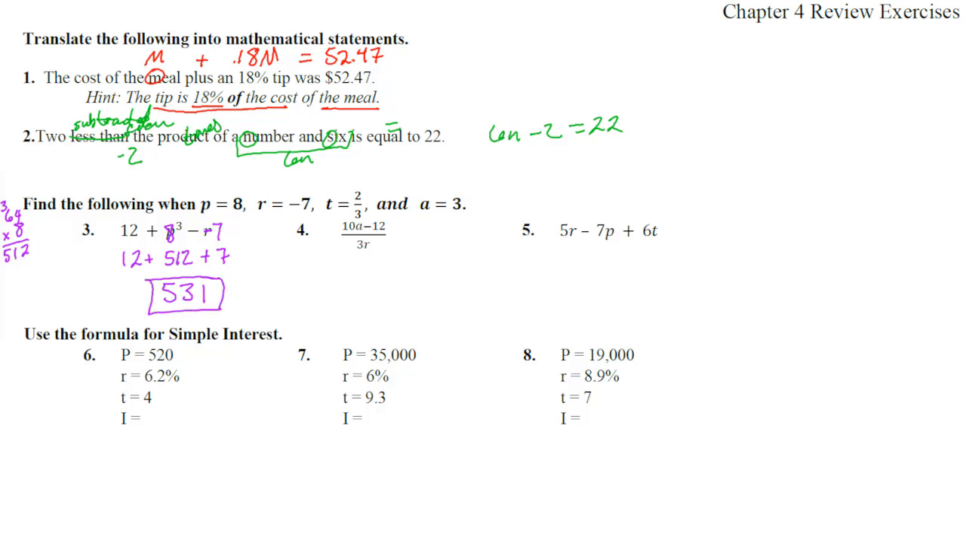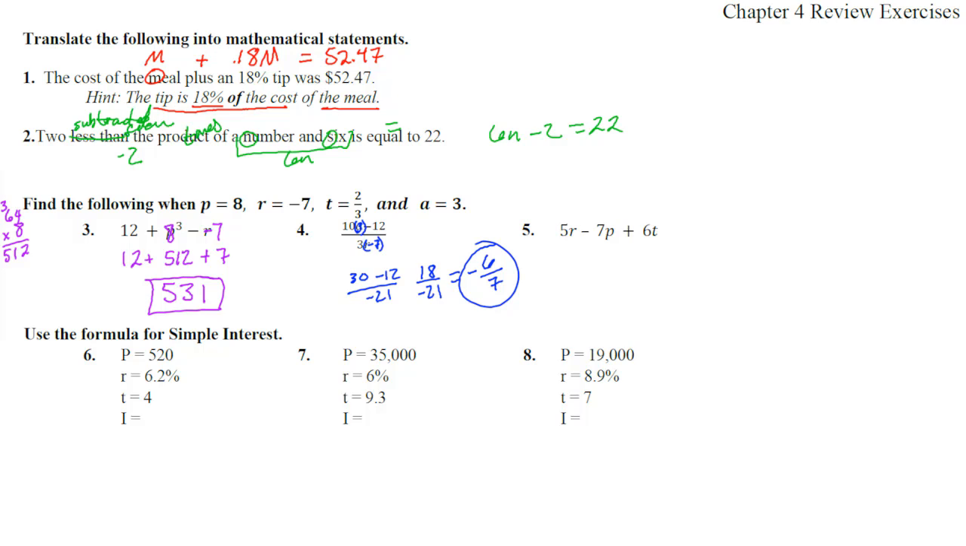Good. Number 4. 10a, a is 3, so there's going to be a little 3 there, minus 12 over 3 times r, which is a -7. So we get 10 times 3, that's 30, minus 12 over a -21. 30 minus 12, that's 18 over a -21. That's negative, let me see, we could divide out by 3 on top and a 3 on the bottom, -6/7.